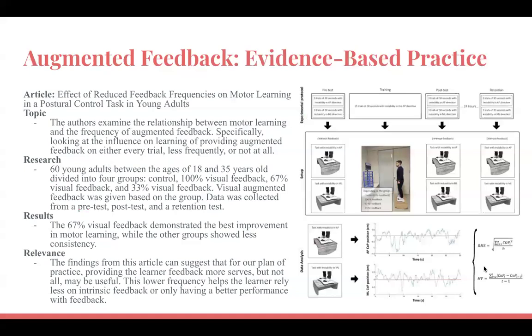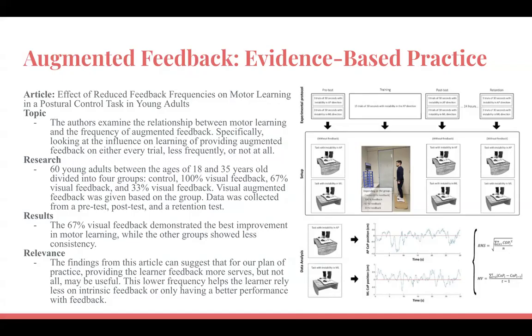The main goal of this study for our evidence-based practice was to examine the relationship between motor learning and frequency of augmented feedback. The authors looked at whether a certain frequency of feedback is more beneficial than others. The population for the study consisted of 60 young adults between the ages of 18 and 35 years old. They were randomly placed into 4 groups, either the control group, 100% visual feedback group, 67% visual feedback, or 33% visual feedback. Participants were tasked with performing 3 trials of a postural control task involving balance.